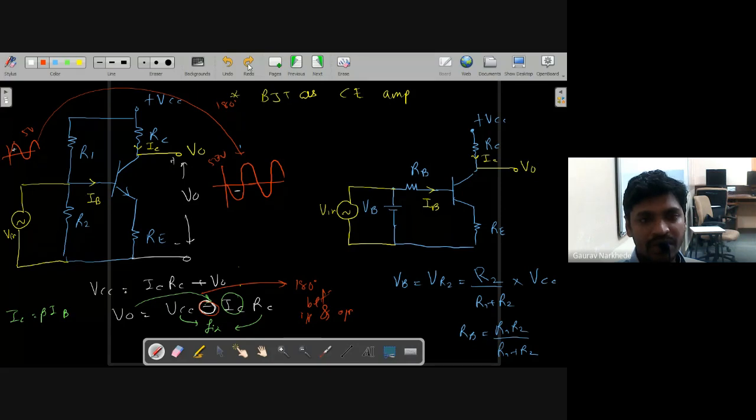इसका मतलब ये है कि if you observe the first cycle, if there is a positive cycle in the input, then there will be a negative cycle at the output. It indicates that there is a 180-degree phase shift between the input and output. Or you can just compare the first positive cycle of both the signals, so you can say that the output is displaced by 180 degrees.